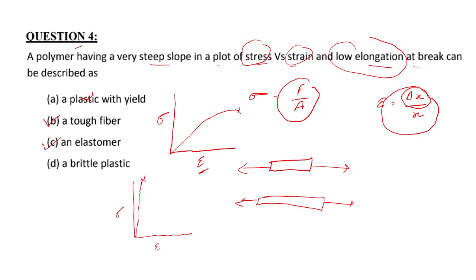If it is an elastomer and you apply a little force, a little stress, it will elongate more like that. So this is the stress strain curve for an elastomer. Brittle plastic is also similar to tough fiber, but it will elongate a little bit like that. So tough fiber is the right answer to this question.